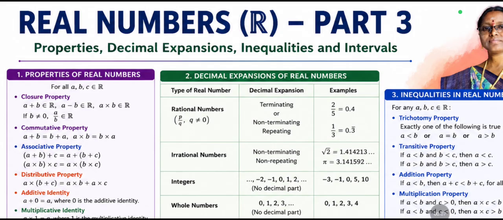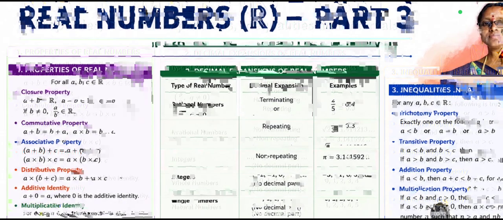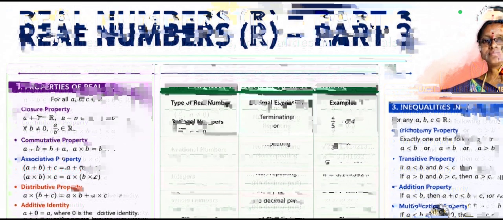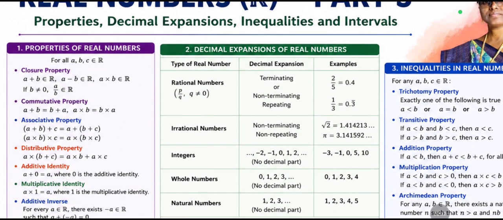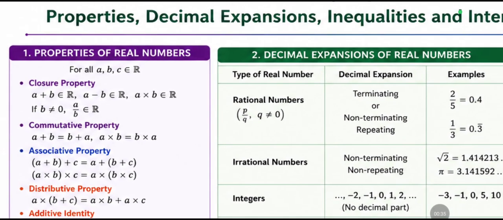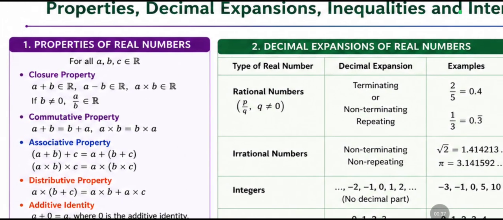I am very fine. Yesterday we discussed Euclid's division algorithm. Now in part 3 of the real numbers section, we have to discuss some properties, decimal expansions, inequalities and intervals of the real numbers. Now we are going to continue our class. Let us start. First of all, we should know the properties of real numbers.